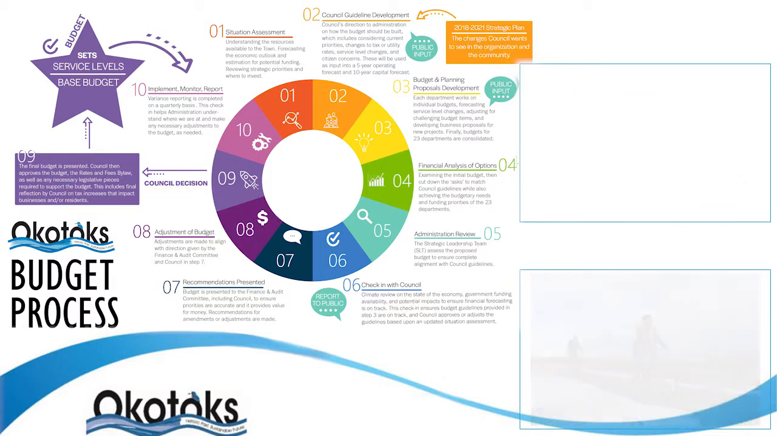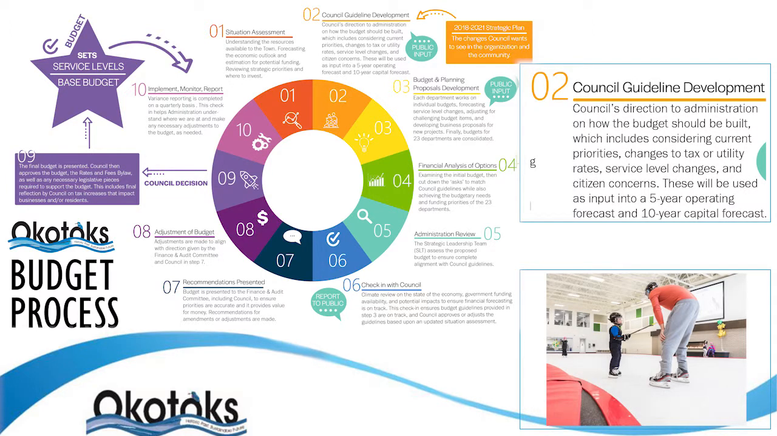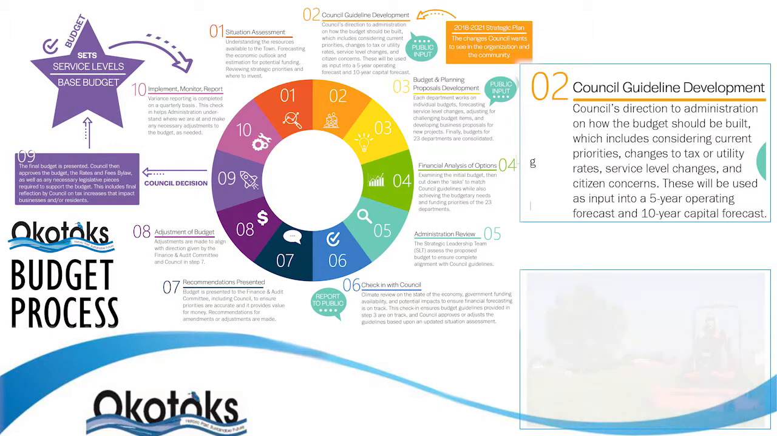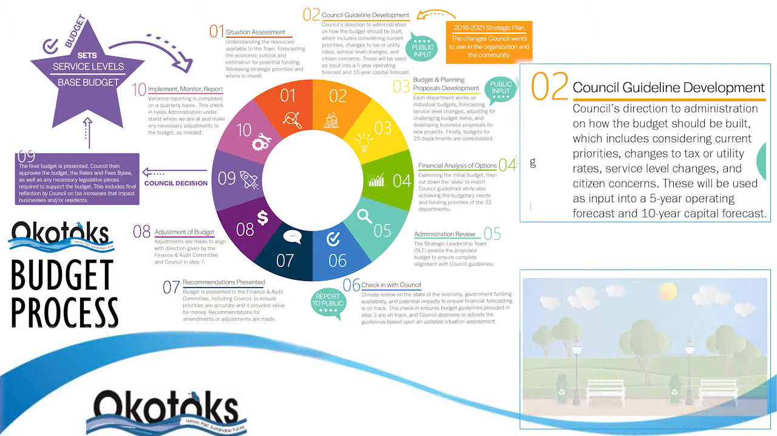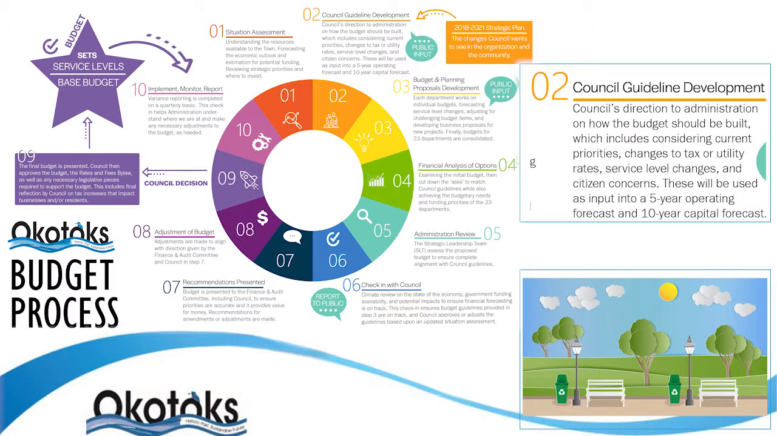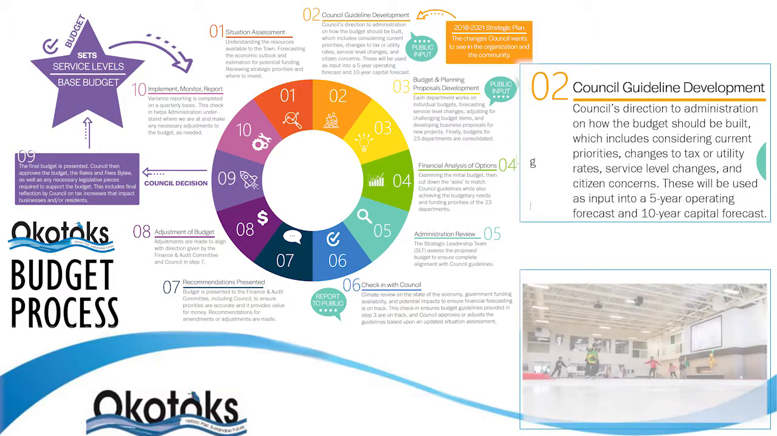Once that situation assessment is complete, we move to phase 2, and that's the council guideline development. In there, we speak to council about what it is that they see needs to be built into the upcoming budget. So what are the current pressures and priorities within the community? What are they hearing from citizens? What do they want the tax rate to be? What do they want the utility rate increases to be? What are the service level changes that they want to see? And remembering that council really has the authority to establish the service levels, it's important that we hear from them about the changes citizens want in the community so they can reflect that in the budget guidelines going forward.